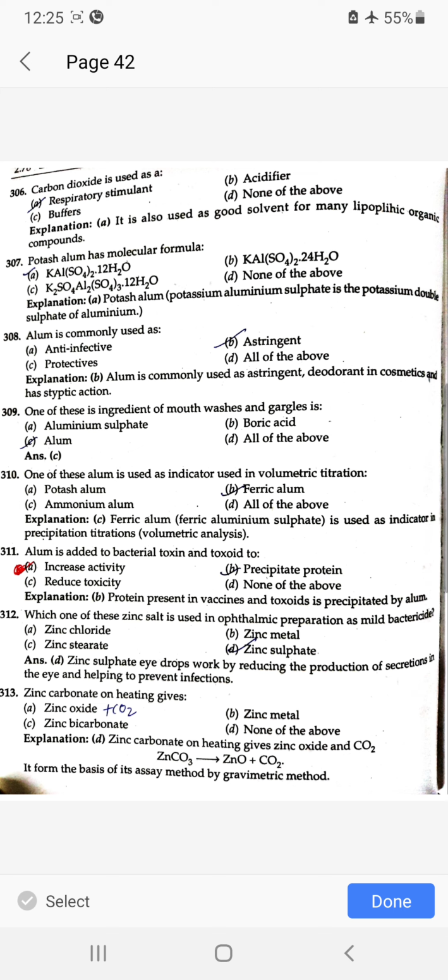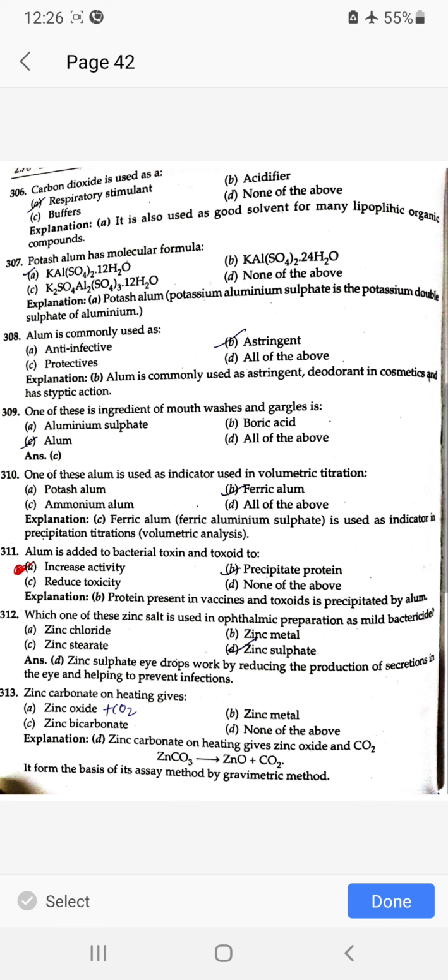Which one of these is an ingredient of mouthwash and gargles? Alum. Which alum is used as the indicator in volumetric titration? Ferric alum. Alum is added to bacterial toxin and toxoid to precipitate proteins. Which zinc salt is used in ophthalmic preparations as a mild bactericide? Zinc sulfate.